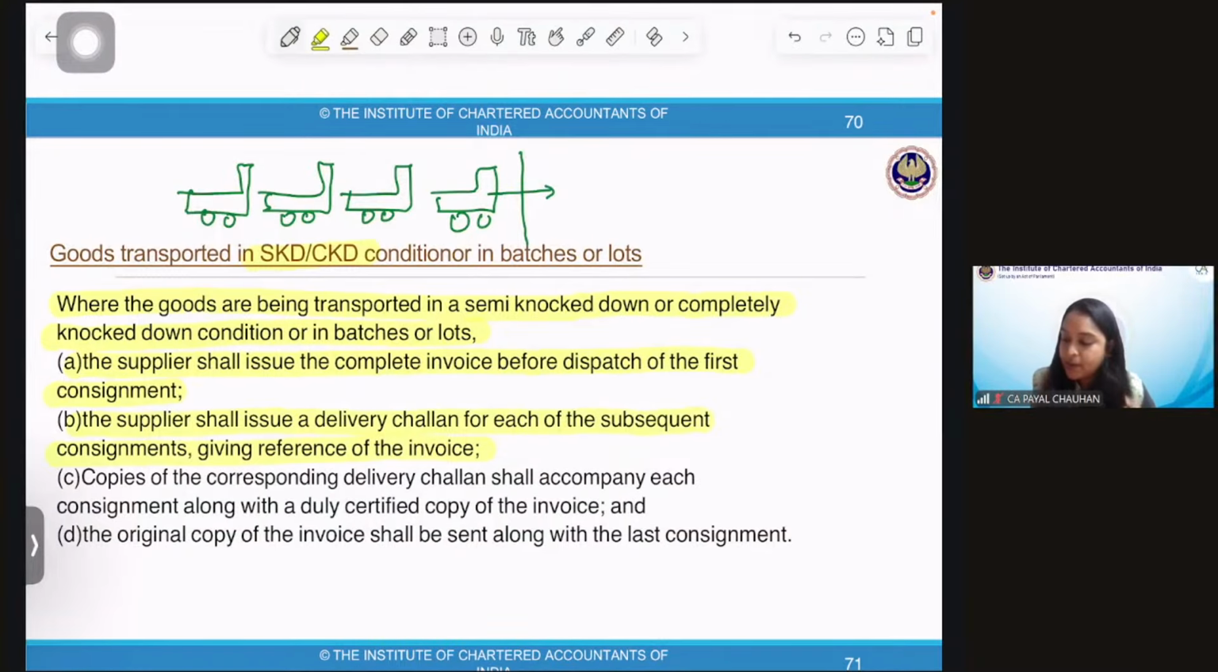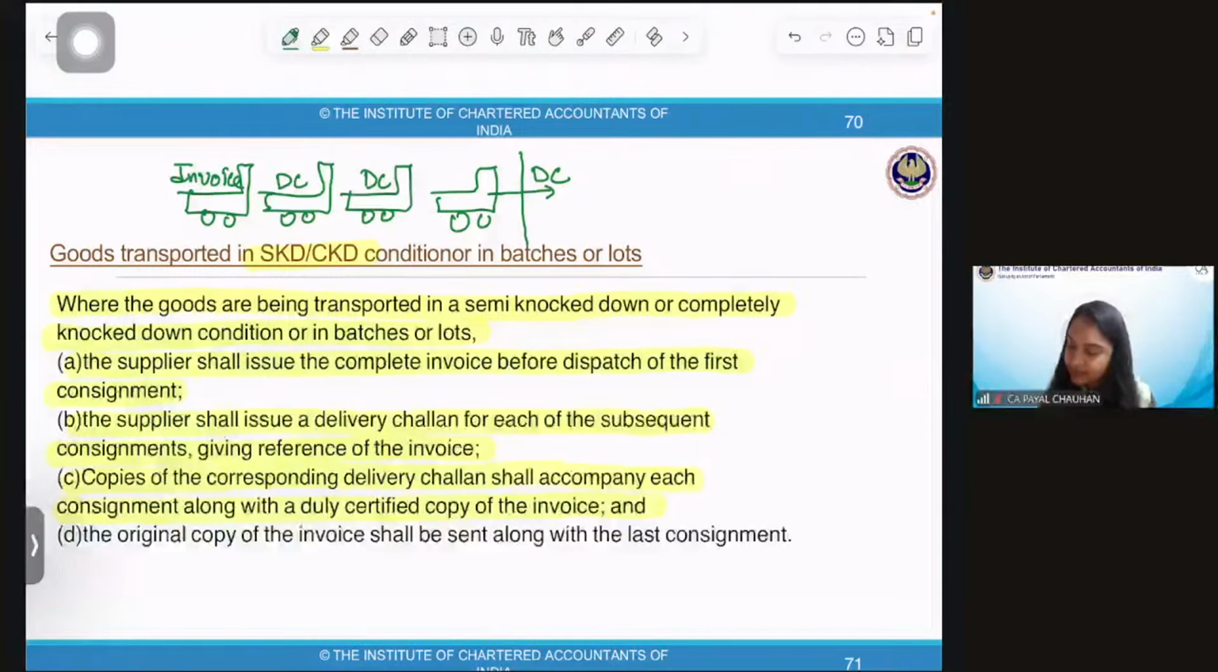Now see, when the first is there, delivery challan is there. Where the second is there, delivery challan is there. Where the third is there, delivery challan is there. But when the last one is there, the original invoice is there. Then the copy of corresponding delivery challan shall accompany each consignment along with a duly certified copy of an invoice.